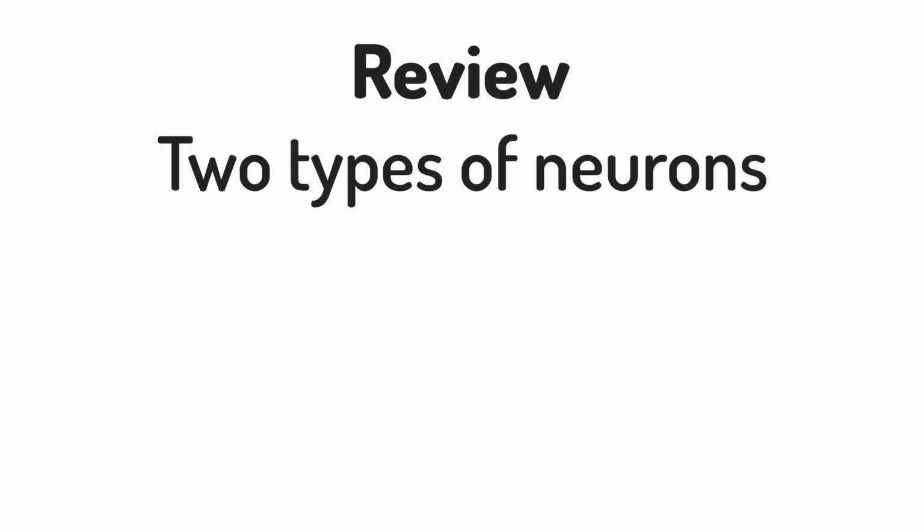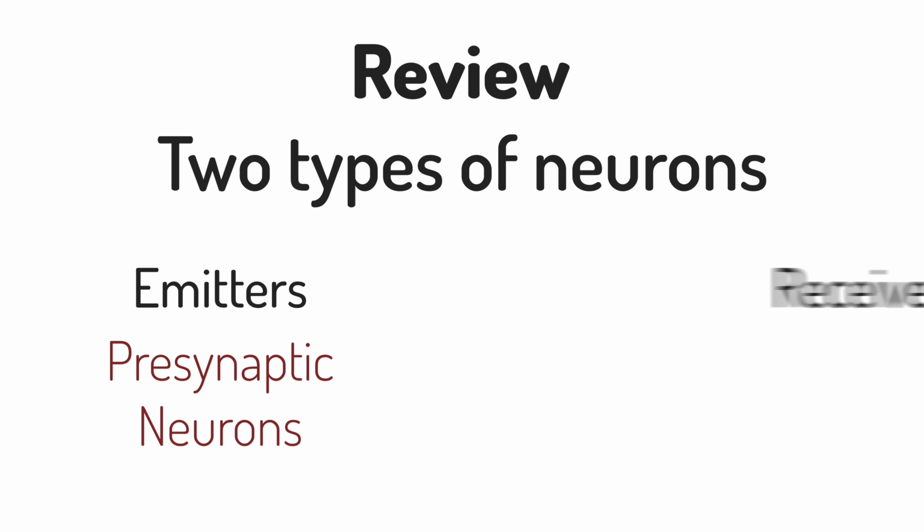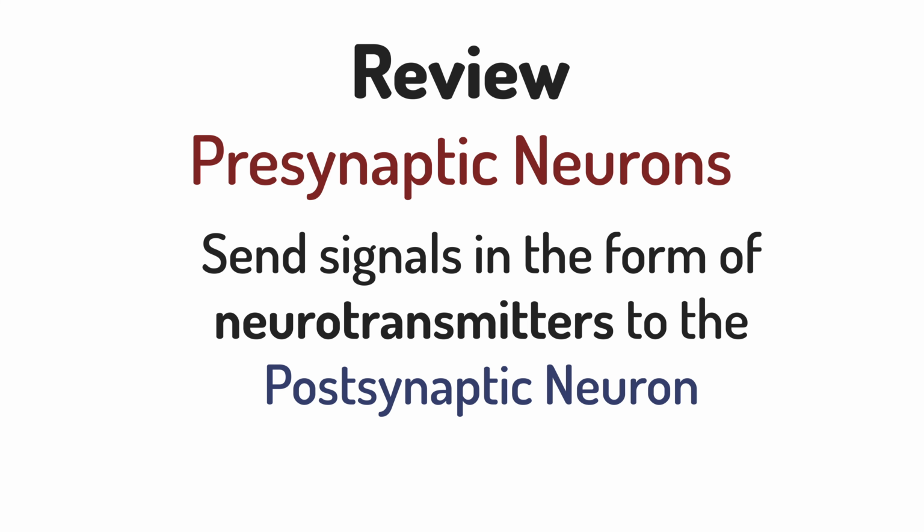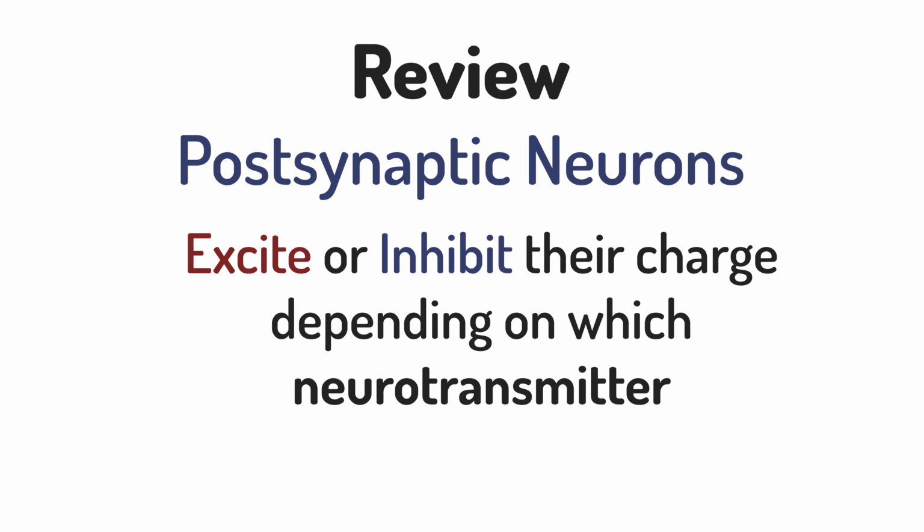So here's a quick review. There are 2 types of neurons here: the emitters, presynaptic neurons, and the receiver, postsynaptic neuron. Presynaptic neurons send signals in the form of neurotransmitters to the postsynaptic neurons. Depending on these transmitters, the neuron becomes excited or inhibited.